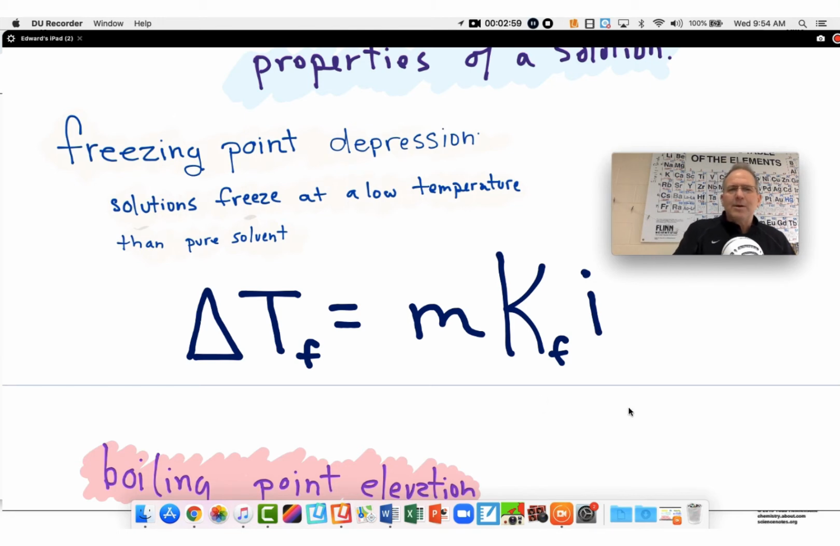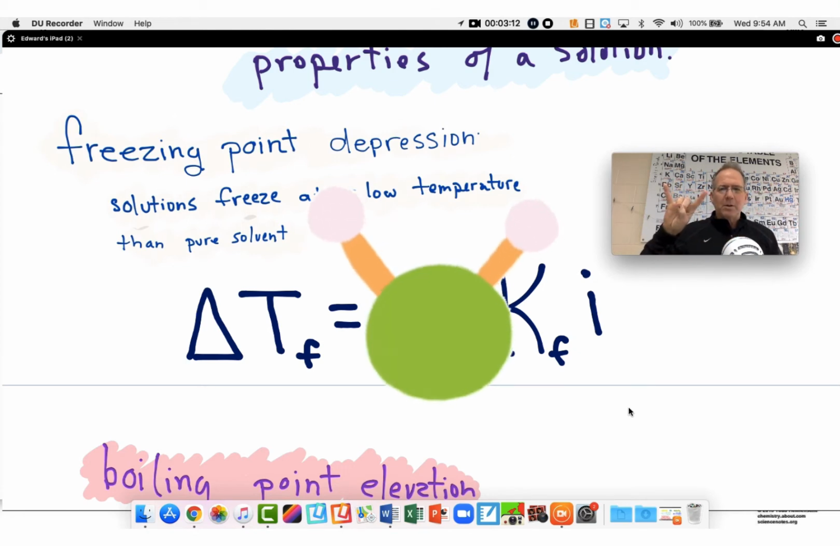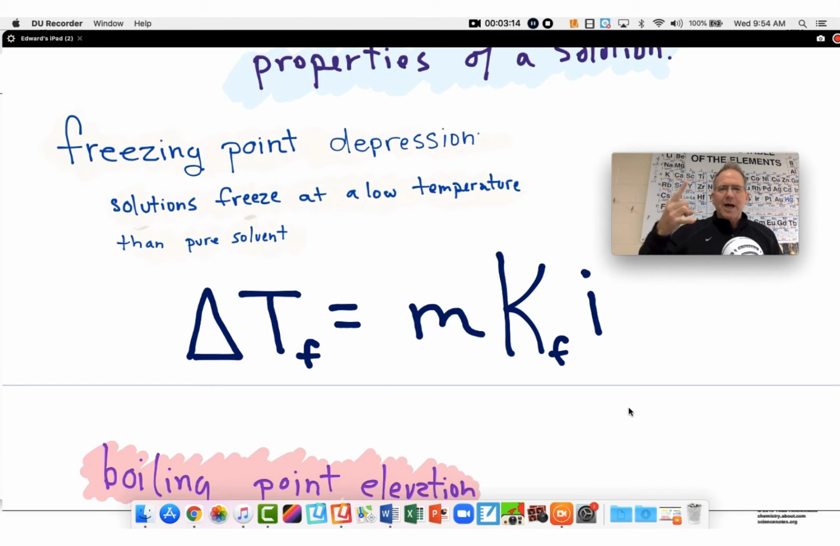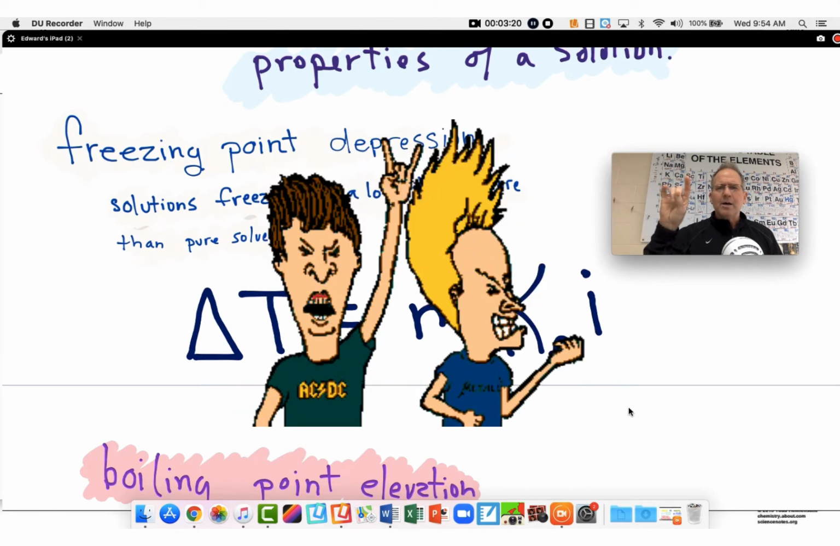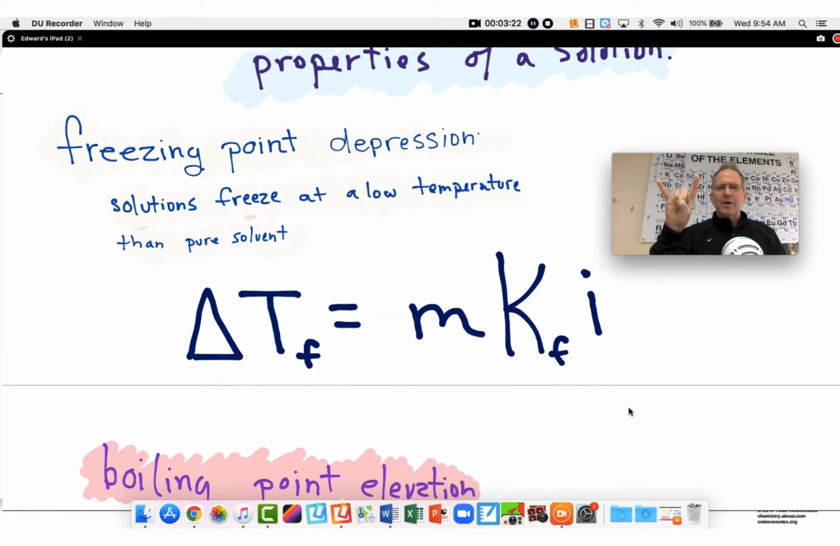Now a lot of people ask me, Mr. Arnold, why does it do this? Remember, this is my water. These are water molecules, the O, and these are my hydrogens. It's polar, and it's lopsided like that. So we have the water molecule like this.